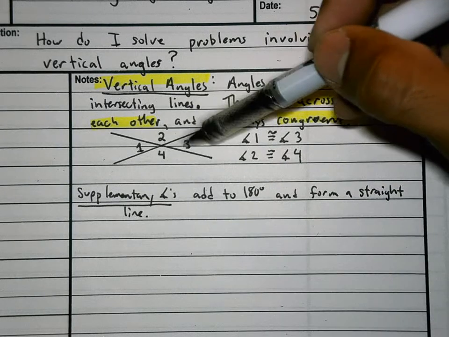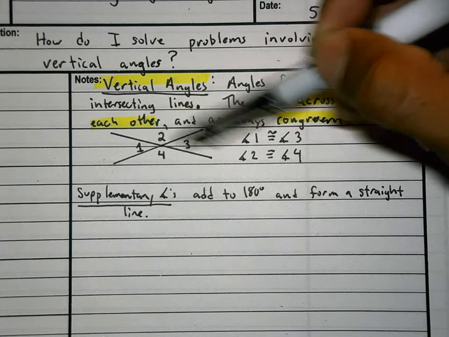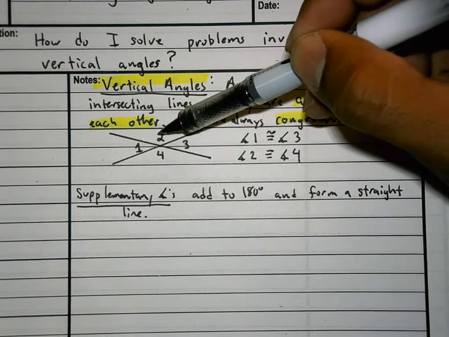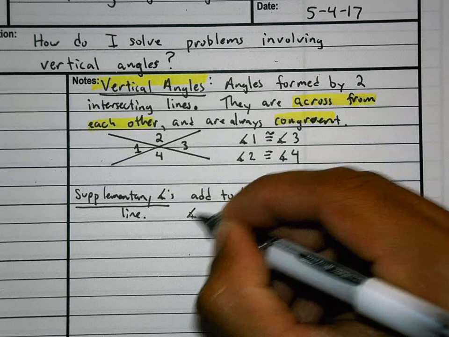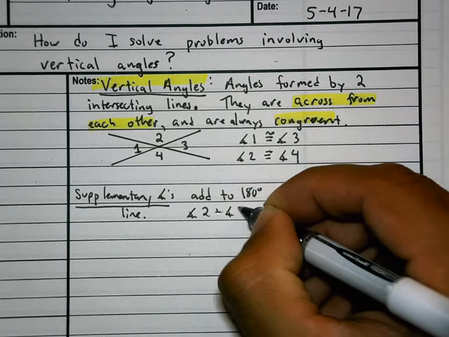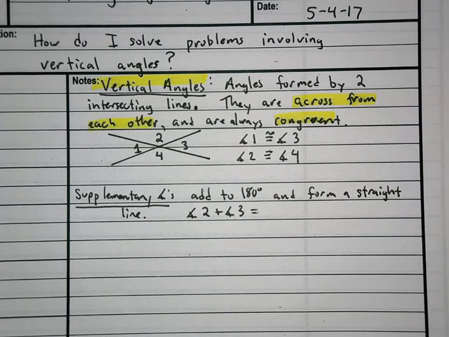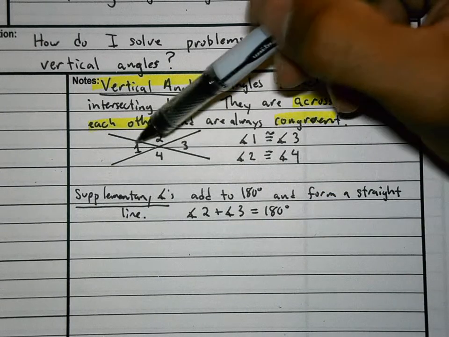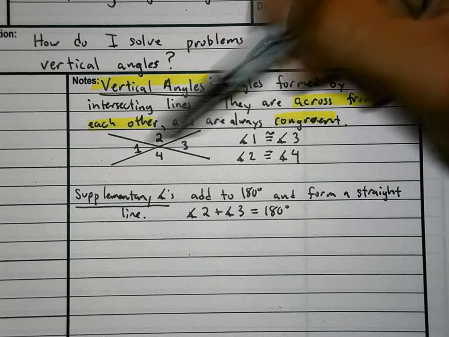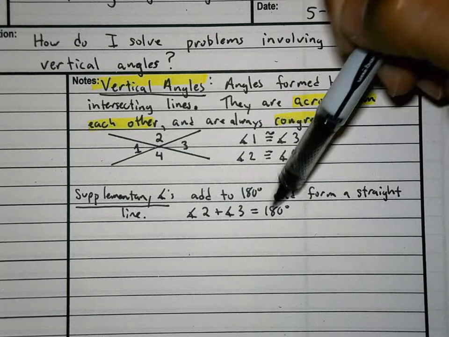That means 2 and 3. See how this makes a line and I have this angle right here? Angle 2 plus angle 3. I'm going to write that down. Angle 2 plus angle 3 should equal how many degrees? We're going to use the fact that these two are equal to each other. 1 and 3 are equal, and 2 and 3 add to 180.